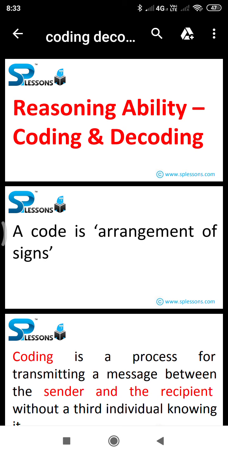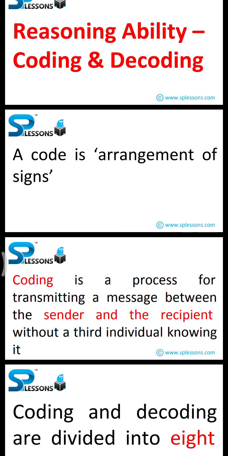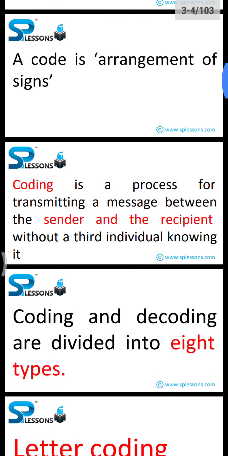So today we are going to continue our previous topic, that is called Subtopics of Reasoning Ability section. In that, today we are going to discuss some basic tips and some basic things about the coding and decoding concept. A code is an arrangement of signs. Coding is a process for transmitting a message between the sender and the receiver without a third individual knowing it.